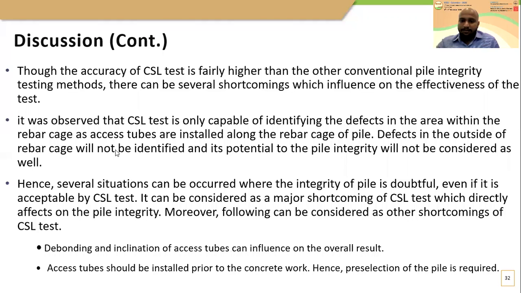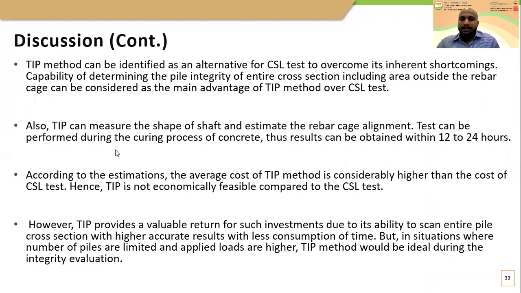Also, the access tubes can be debonded and inclined, impacting the output. Also, the pre-selection of piles should be done to install the access tubes. Those can be considered as other shortcomings of the CSL test. The TIP test can be identified as an alternative to the CSL test given its shortcomings. Its ability to check the integrity of the entire pile section is advantageous. Also, results can be obtained within a short period of time, but TIP is not economically feasible compared to CSL due to high cost. TIP can be used to evaluate the integrity of very crucial piles irrespective of the cost.